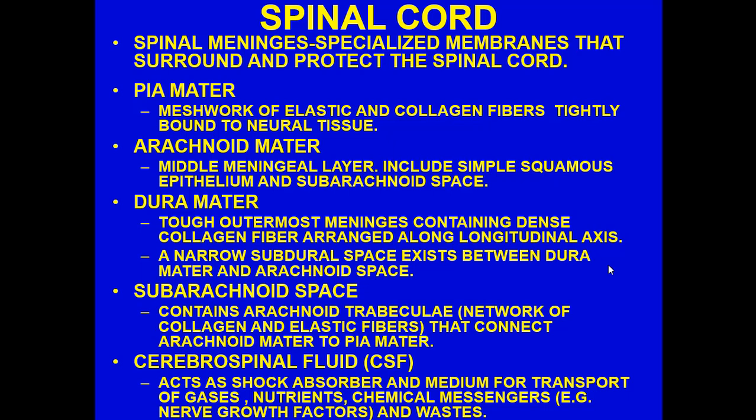In the subarachnoid space, this is going to contain what they call arachnoid trabeculae. This is a network of collagen and elastic fibers that connect the arachnoid matter to the pia mater. So it's almost like pillars that kind of keep the arachnoid matter somewhat above the pia mater. And in that space is also going to be a significant amount of cerebrospinal fluid, which acts as a shock absorber and medium for transport of gases, nutrients, chemical messengers, such as nerve growth factor and wastes.